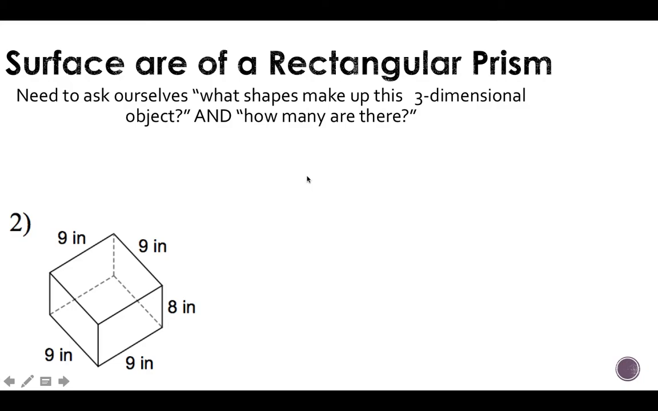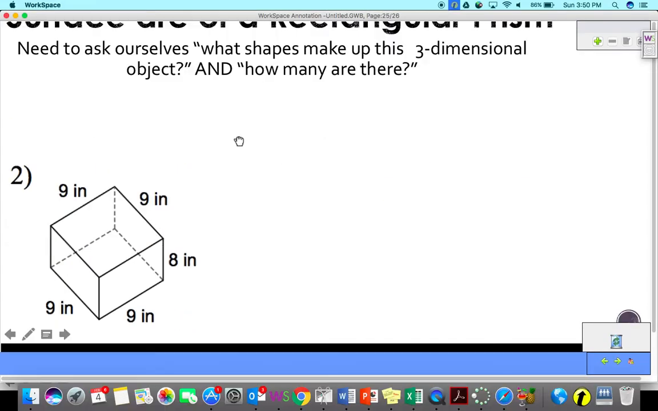When I look at this shape, one thing I notice is that not every side is different. I see a bunch of 9s. So when I think about what shapes are going to make up this 3-dimensional object, I know that part of these shapes, there's going to be a square somewhere. So what I need to consider here is, are all of these different? Like, are there going to be 3 different pairs of shapes like there were last time? Or are some of these shapes going to be the same?